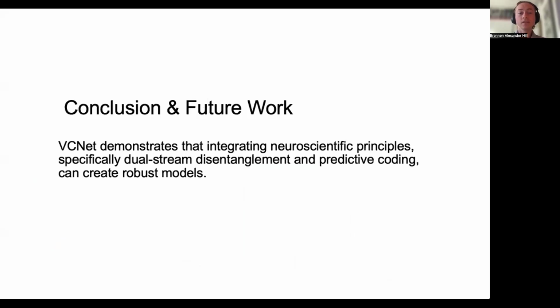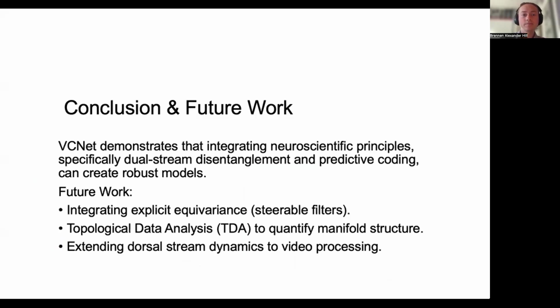In conclusion, VCNet demonstrates that we can build better AI by looking at the brain through a geometric lens. By explicitly engineering manifold disentanglement and predictive coding, we achieve robust, highly efficient models. Moving forward, we plan to integrate explicit equivariance using steerable filters in the V1 block, use topological data analysis to formally quantify the manifolds we are learning, and extend dorsal stream dynamics to full video processing.